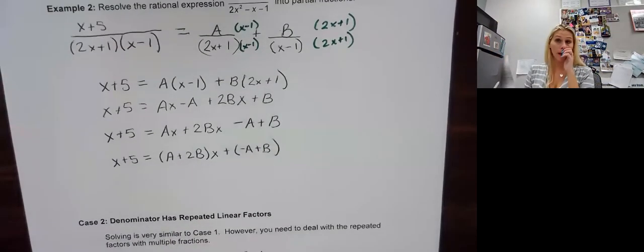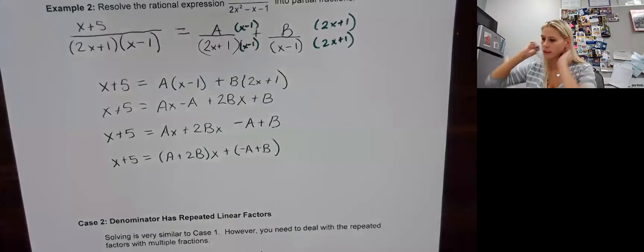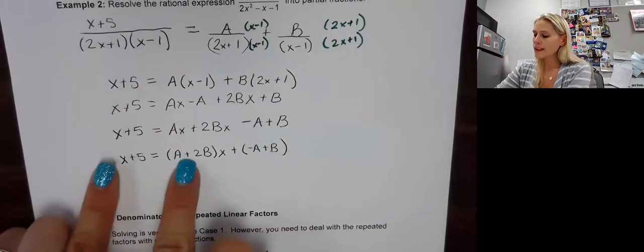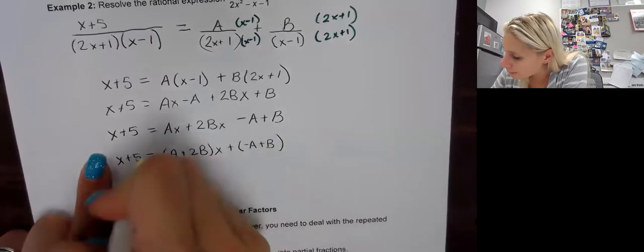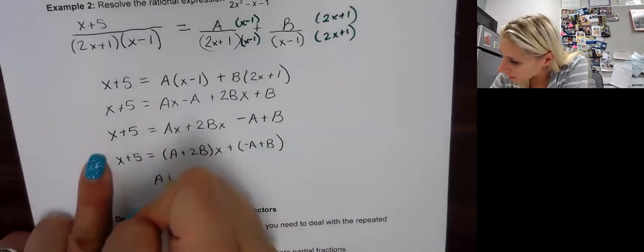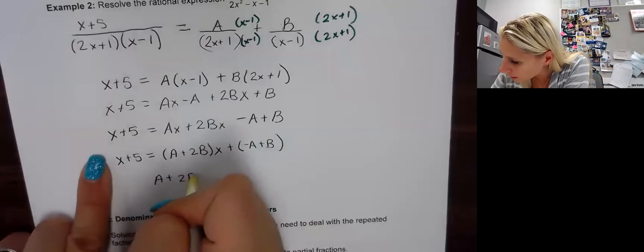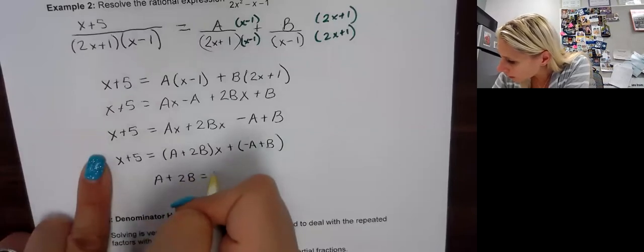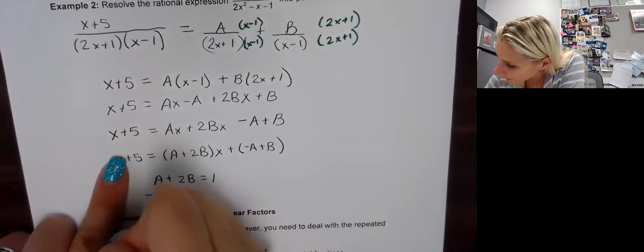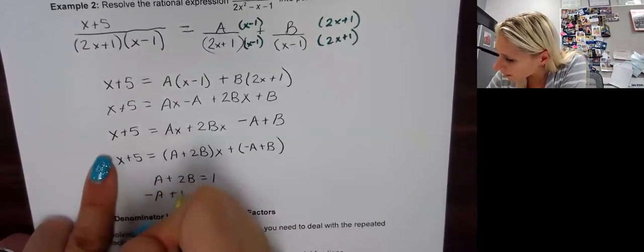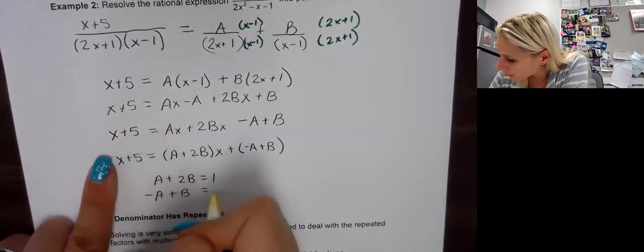Okay, I'm not going to highlight this time. We're just going to look at it. So what is the value in front of this x here? Well, it's 1. So that means a plus 2b equals 1. And our constant is negative a plus b equals 5.